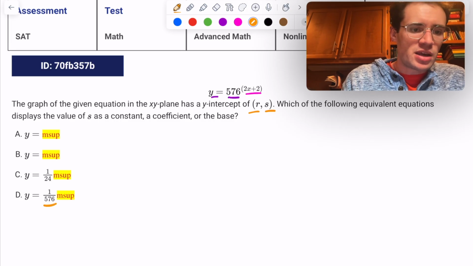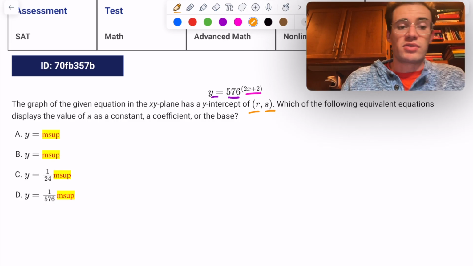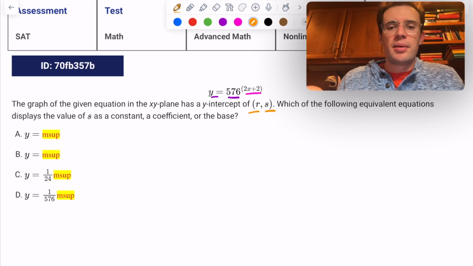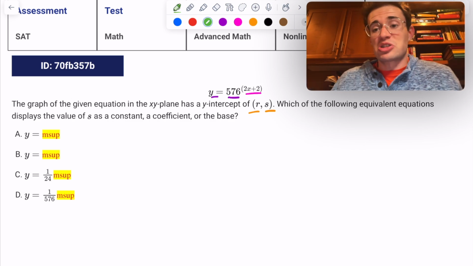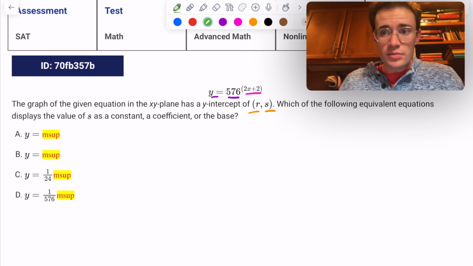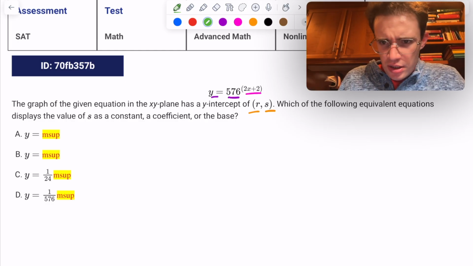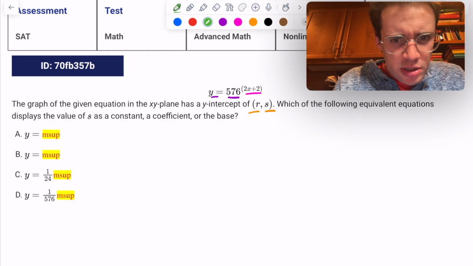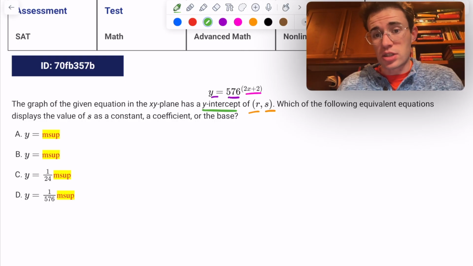And if it happens to be either the 1 over 24 or 1 over 576, then we would know it's either C or D. But if not, then we can't actually solve this one, but we would have done all of the legwork of it, the hard parts. All right, so the graph of this, and what do they say, though? That's the y-intercept. So the y-intercept is when x is equal to 0.